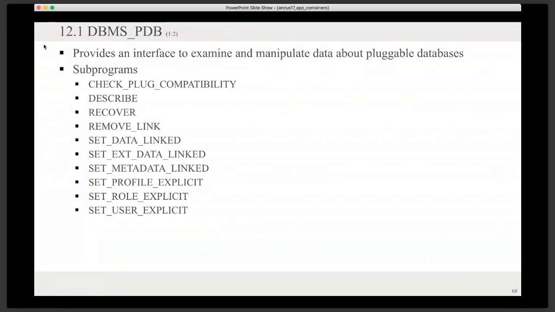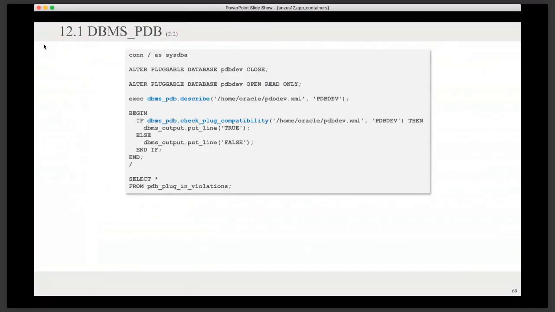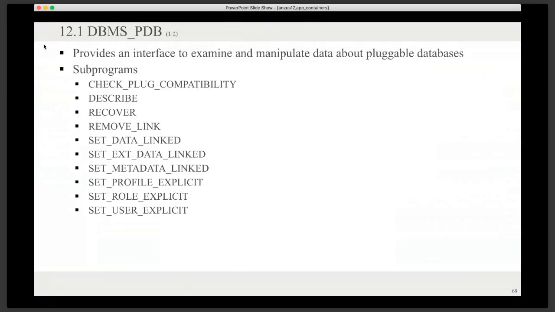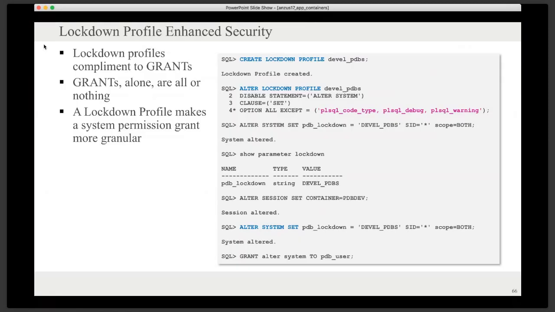that I do, at the very last line, a grant and I do an alter system to a PDB user. I've granted them alter system. Normally that would scare the living daylights out of me, but because I've created a lockdown profile, I know they can only do three separate alter system commands. So lockdown profiles should be at the top of your list of things that you learn to use with pluggable databases. Let's go to 68.